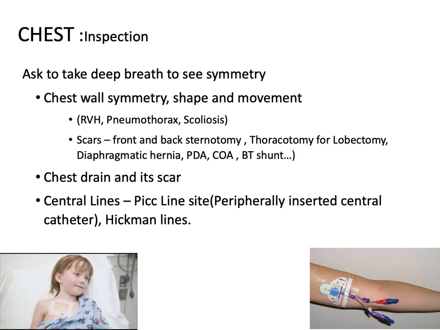Ask the patient to take a deep breath to see the chest wall symmetry, shape and the movement. It might be asymmetrical in cases of right ventricular hypertrophy, pneumothorax, scoliosis. See if there are scars from the front and the back. See if there is sternotomy, thoracotomy, for lobectomy, for diaphragmatic hernia repair, for PDA, coarctation of aorta repair, or for Blalock-Taussig shunt put before. If there is chest drain, its scar also should be seen.